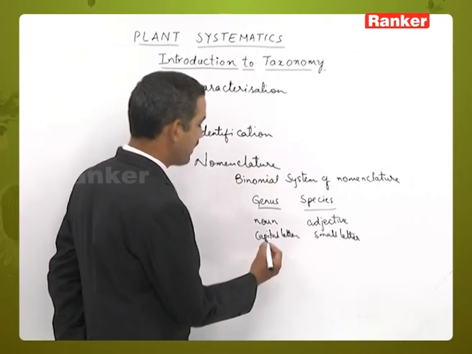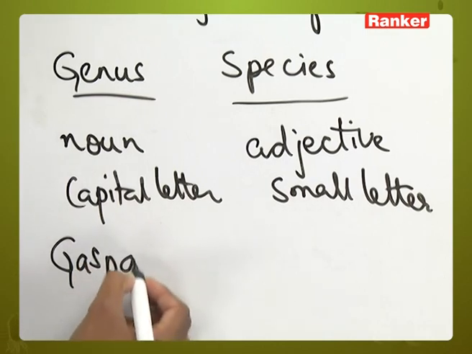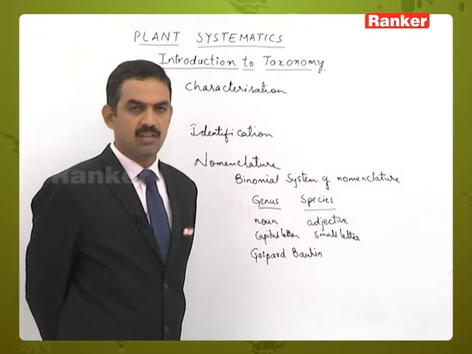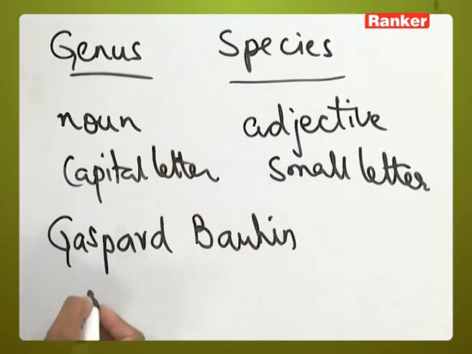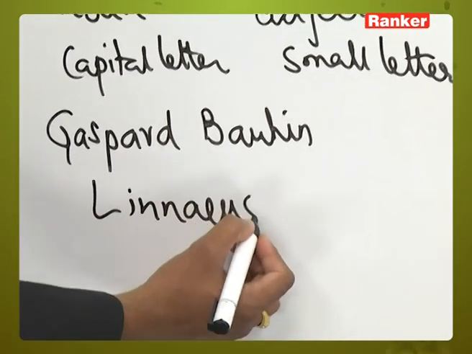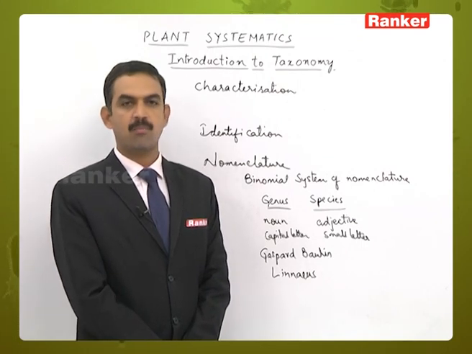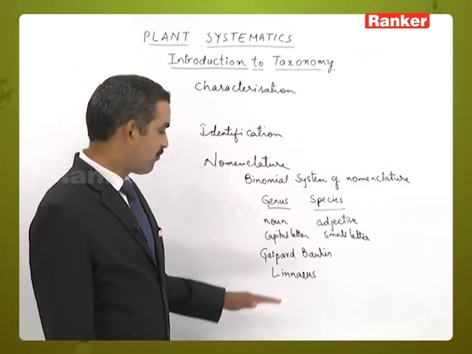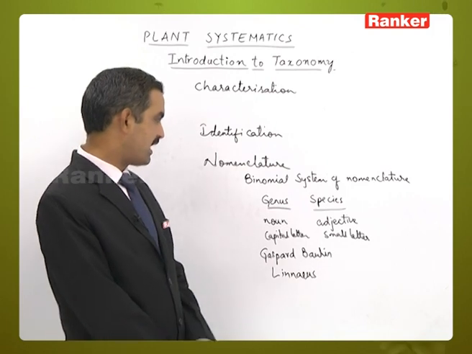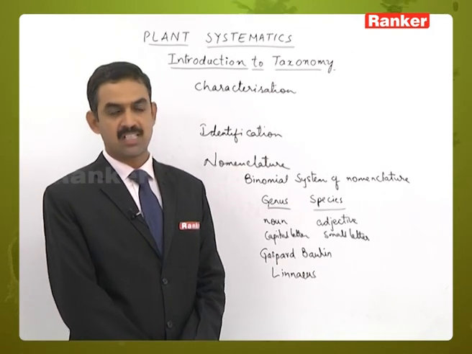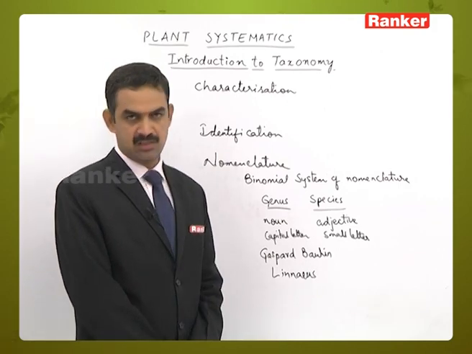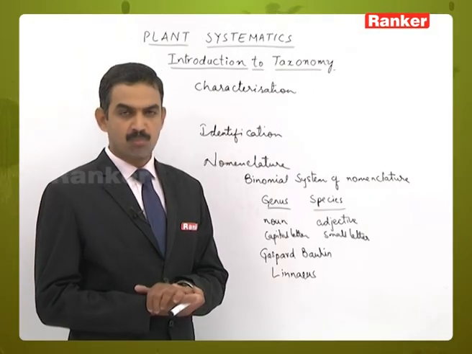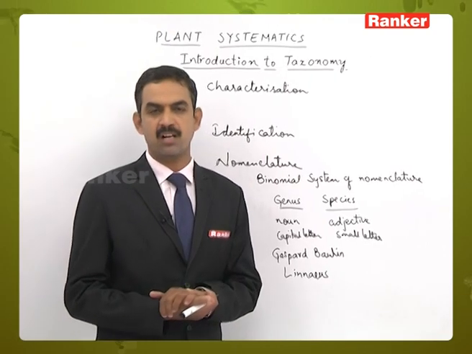This system was first started by a scientist called Gaspard Bauhin. But the entire credit for the binomial nomenclature system goes to Linnaeus. Why? Because he is the person who popularized the system of binomial nomenclature by publishing it in his book called Species Plantarum. That is the reason why the credit for binomial nomenclature goes to Linnaeus. The binomial nomenclature was introduced by Gaspard Bauhin. So this binomial system was followed for naming plants, and there are some rules and principles which have been proposed for naming plants.